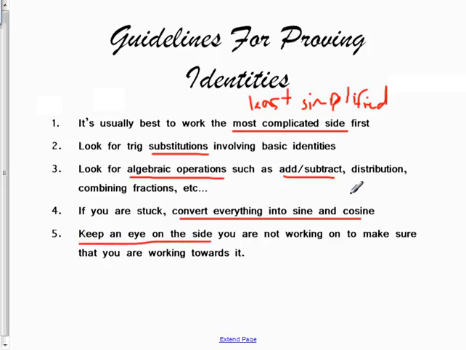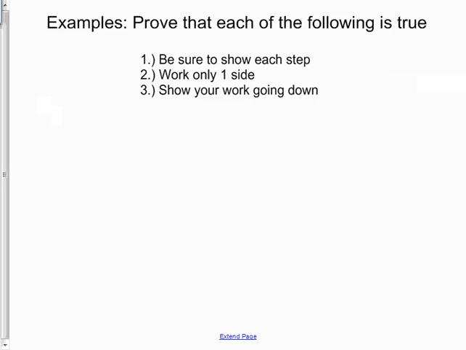It's really easy to simplify something to the point where you do a big loop and you're back to where you started because you weren't paying attention to what you're doing. So keep an eye on where you're trying to get to, because that will save you a lot of time and frustration. So we're going to do a couple examples.